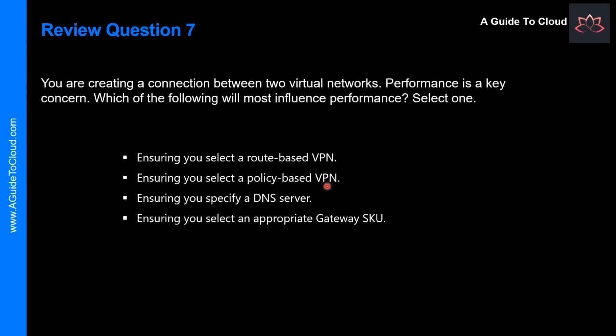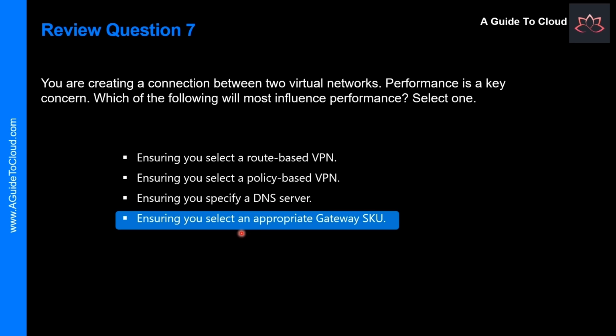And it is definitely not gonna resolve if you specify a DNS server. So the correct answer is ensuring you select an appropriate gateway SKU. So the gateway SKU selection directly affects performance. The gateway SKU controls the number of tunnels and connections that are available. This affects the overall aggregate throughput of the connection.